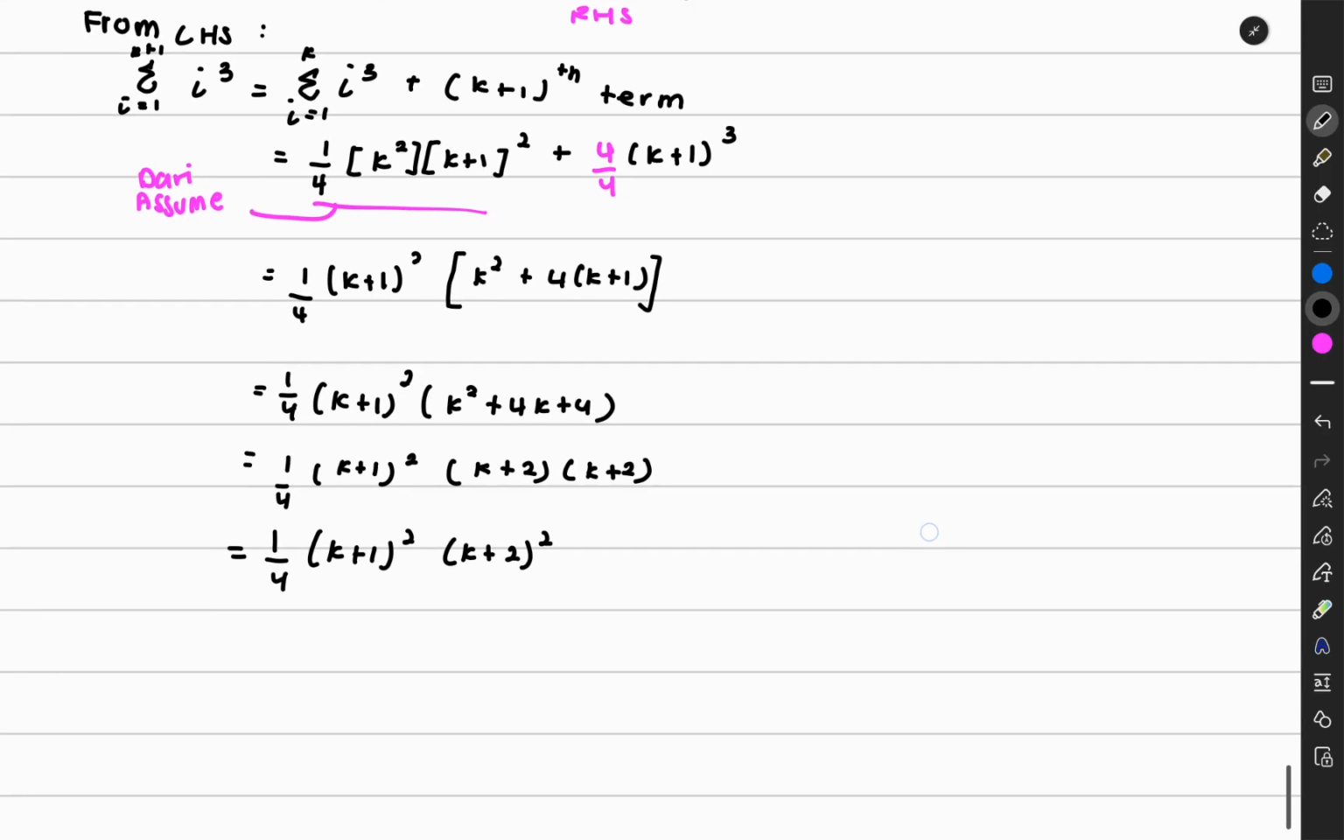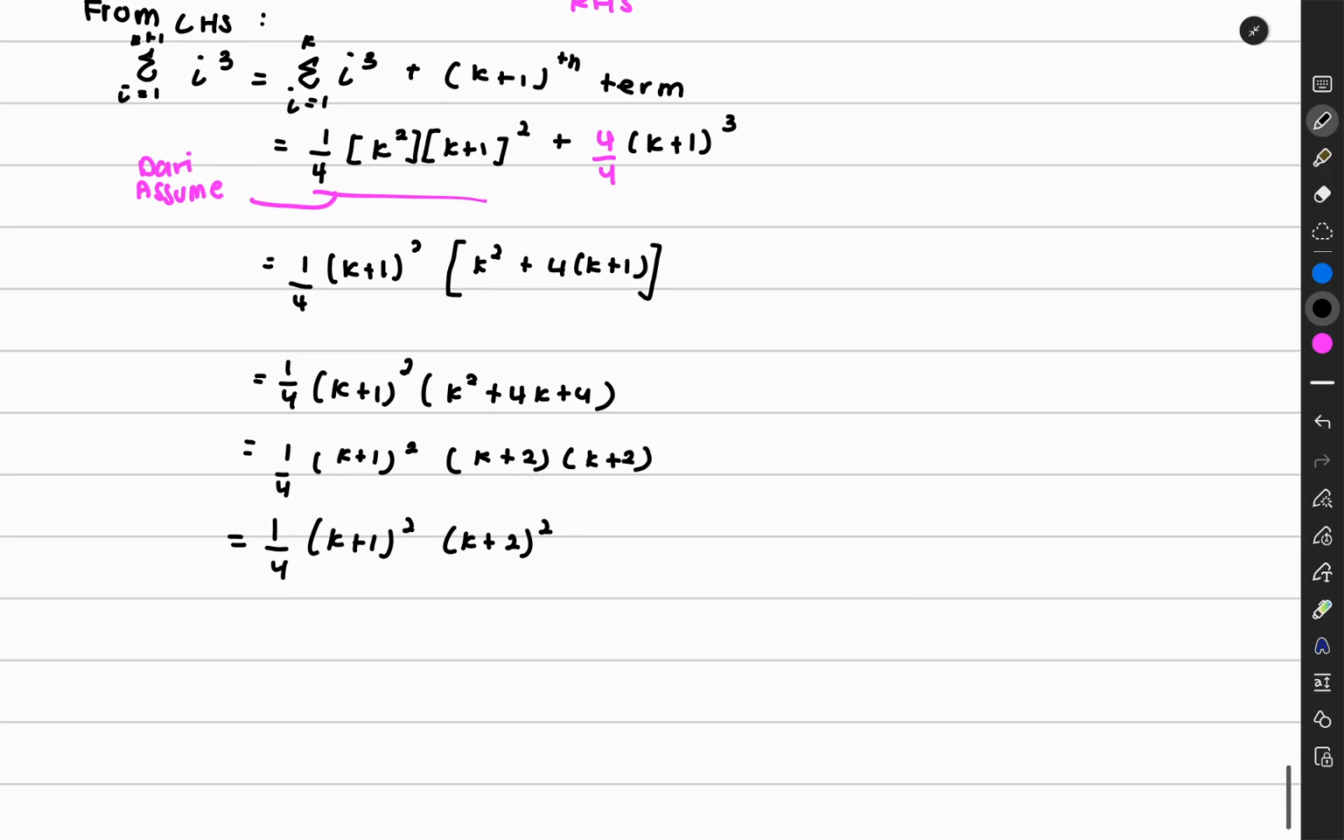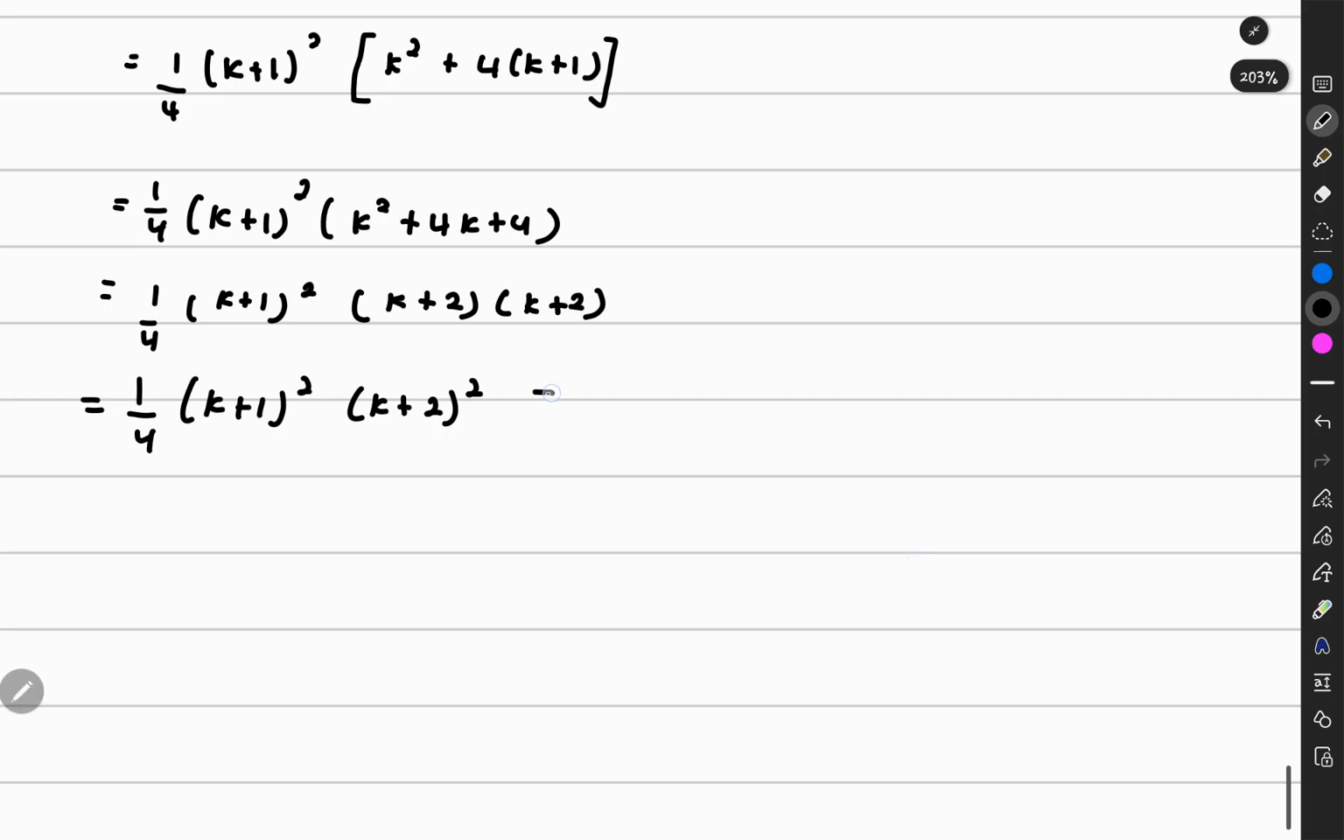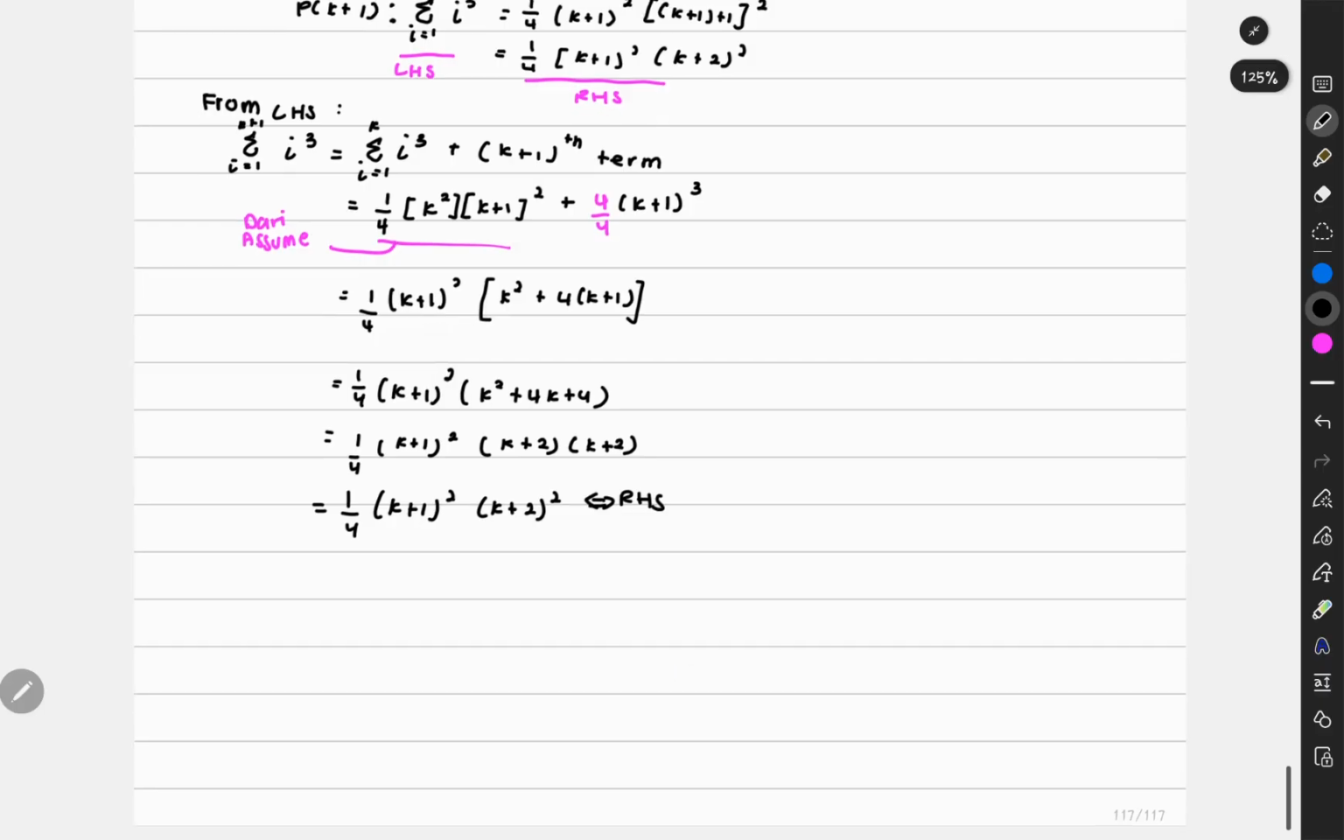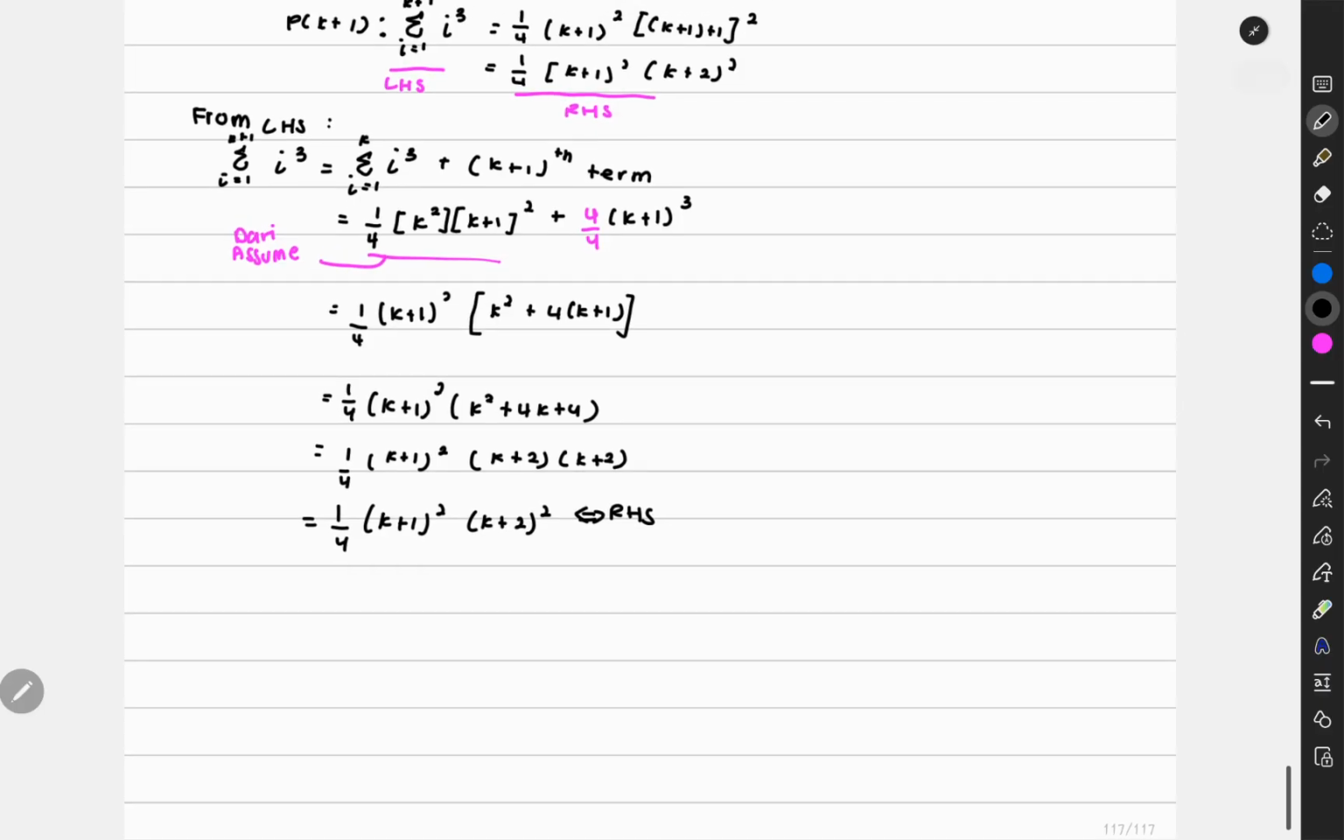Don't expand. In a case like this, students want to expand the squares and cubes. We must work smartly. Otherwise it gets complicated. Alright, done. So P of k plus 1 is already proven. Okay, it repeats, the same.